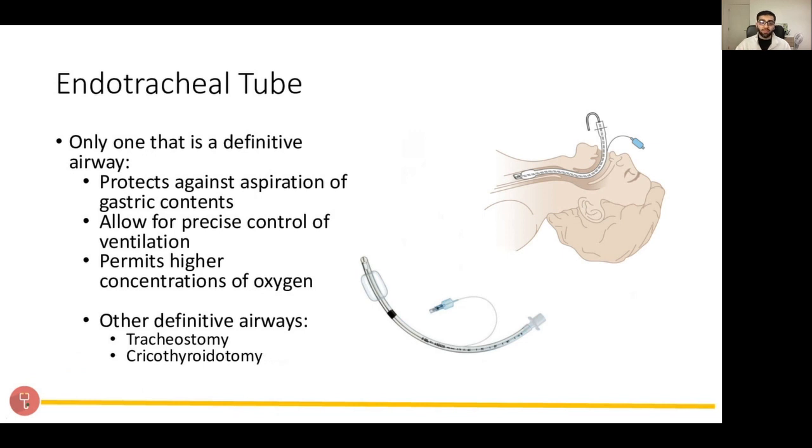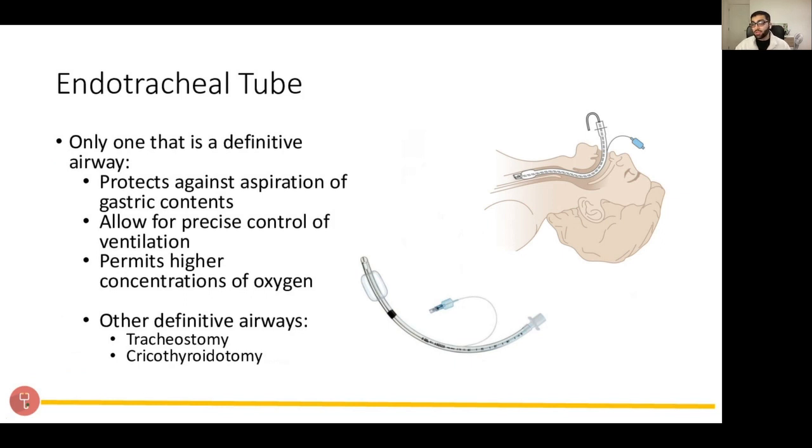There are other definitive airway devices that it might be useful to be familiar with, but again, it's not essential at a finals level. This is a tracheostomy or a cricothyroidotomy, which are both accesses to the airway through the neck. And again, they have a very similar design to the ET tube, except for the fact they don't go through the mouth, they go through an artificial opening in the neck.